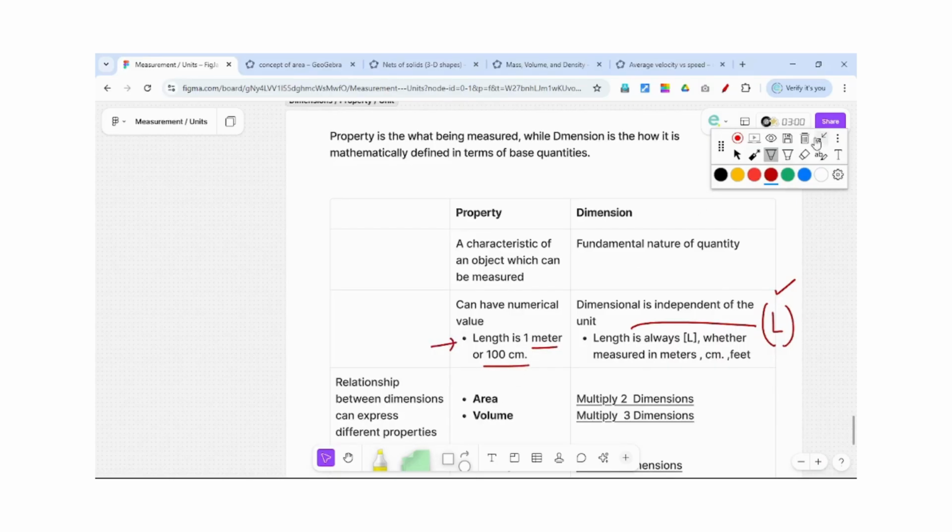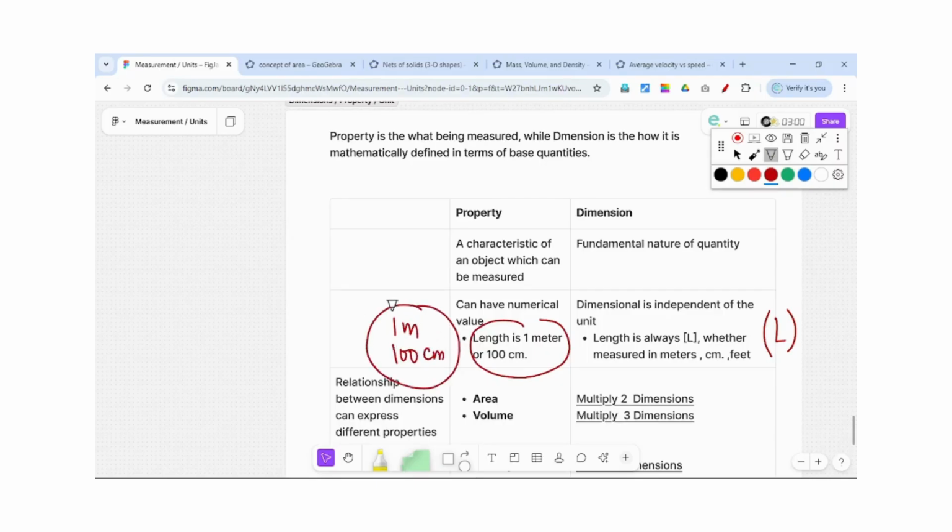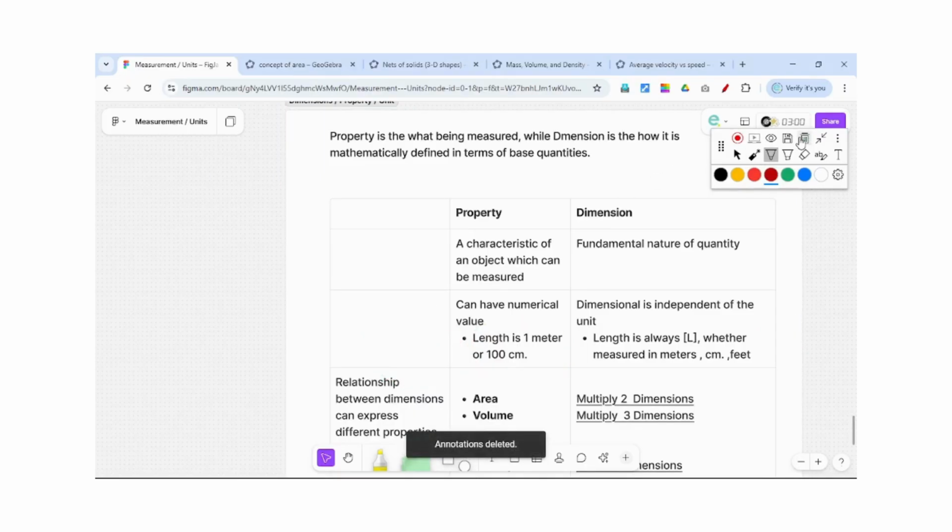So dimension is the fundamental nature of quantity. In this example, length is the fundamental quantity, but when we define the property, we will add the units. We say it is 1 meter or it is 100 centimeter. So this defines the property of an object which we are measuring.